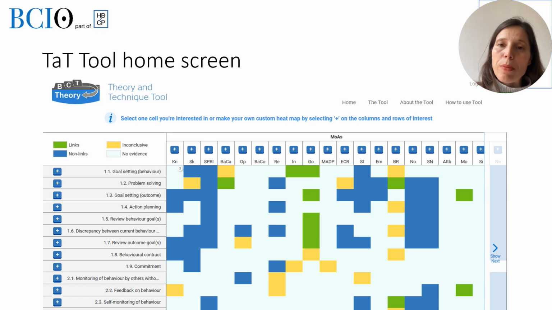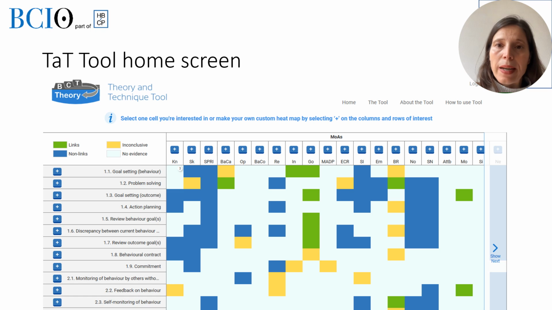Because we have a large number of behavior change techniques and a large number of mechanisms of action, it can be quite overwhelming and difficult to navigate and understand which behavior change techniques should be selected for which mechanisms of action when one is developing an intervention.